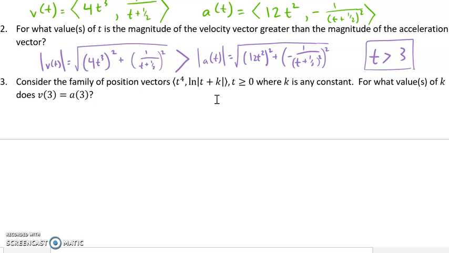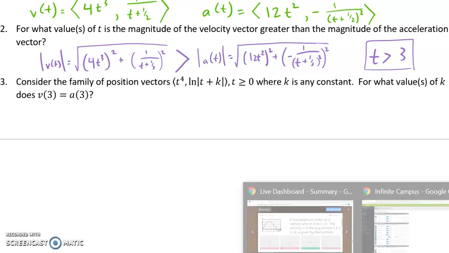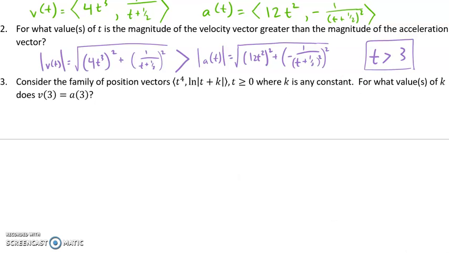At what value or values of k do the magnitude vector and the velocity vector look the same? Again, this is kind of a weird question because they're in different units, but it's still something we can ask. So how's that going to work? Well, we better find the velocity vector and the acceleration vector, and then we can have a place to start.